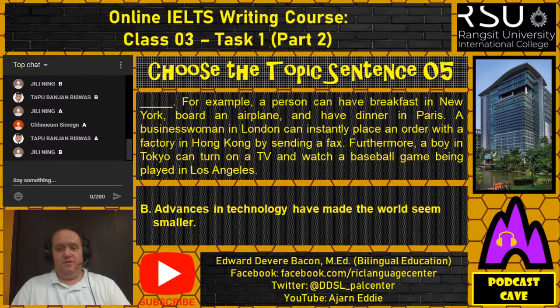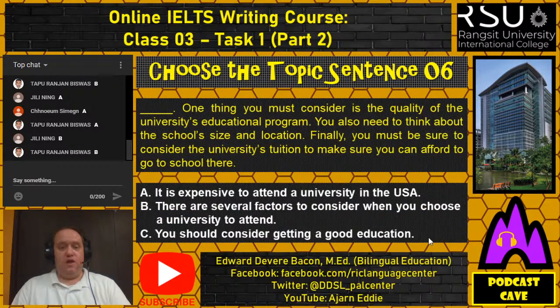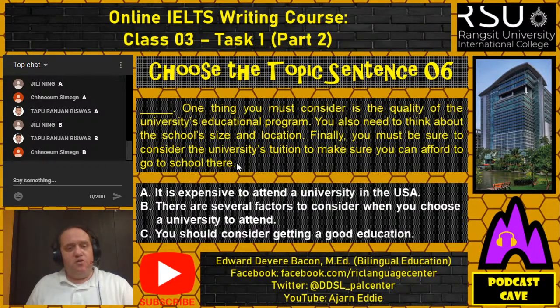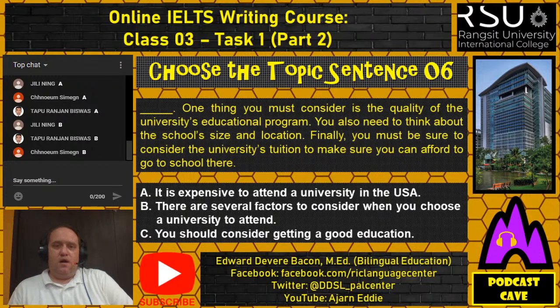Next one is, okay. So now, one thing you must consider is the quality of the university's educational program. You also need to think about the school's size and location. Finally, you must be sure to consider the university's tuition to make sure you can afford to go to school there. Okay, so generally the theme on this is university or college. Okay, so that's like the topic or main idea.